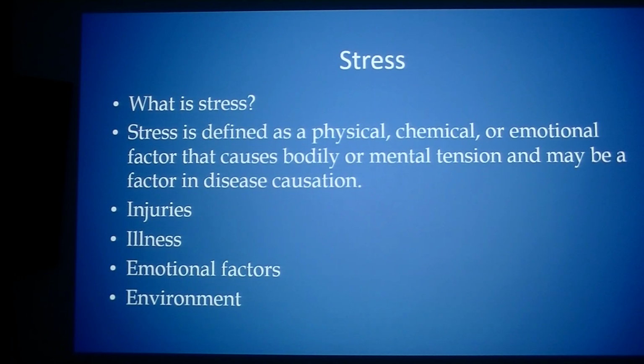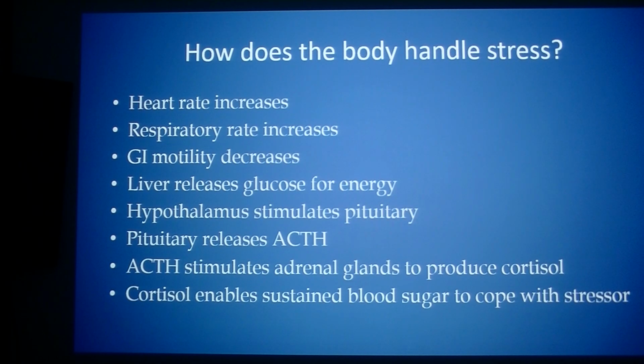What is stress? Stress is defined as a physical, chemical, or emotional factor that causes bodily or mental tension and may be a factor in disease causation, whether it be an injury, an illness, an emotional factor, or an environmental factor. How does the body handle stress? Your heart rate increases, your respiratory rate increases, decreased GI motility, the liver releases glucose for energy, the hypothalamus stimulates the pituitary, which releases ACTH. ACTH stimulates the adrenal glands to produce cortisol. Cortisol enables sustained blood sugar to cope with the stressor.